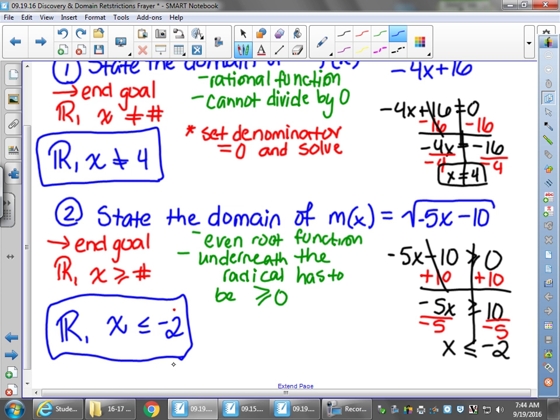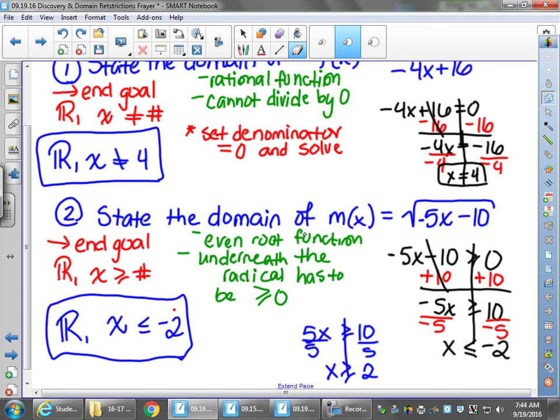Because we divided by a negative. As soon as we divide by a negative, back in Algebra 1, the inequality sign has to flip directions. Correct. That's a great question. If this had been 5x greater than or equal to 10, and I had just divided by a positive 5, my restriction would be all real numbers x greater than or equal to 2. We would not have had to change it. Very good.